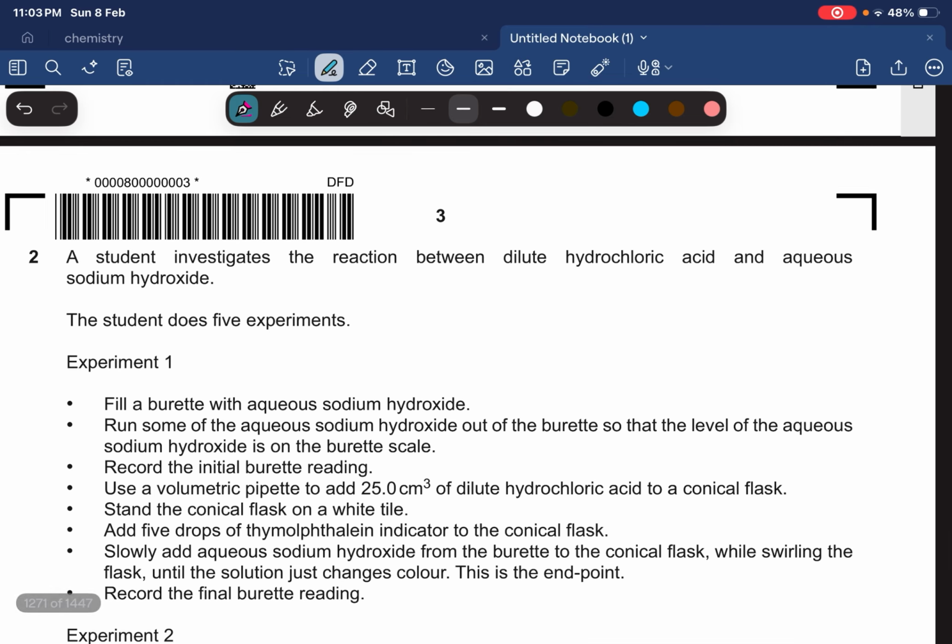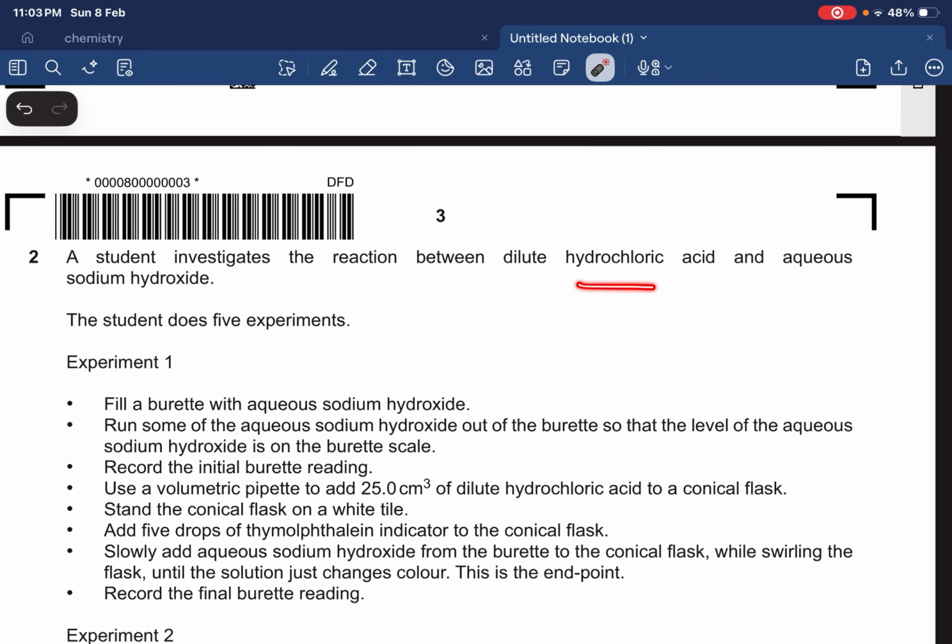A student investigates the reaction between dilute hydrochloric acid and aqueous sodium hydroxide. The student does 5 experiments. Experiment 1. Fill a burette with aqueous sodium hydroxide.